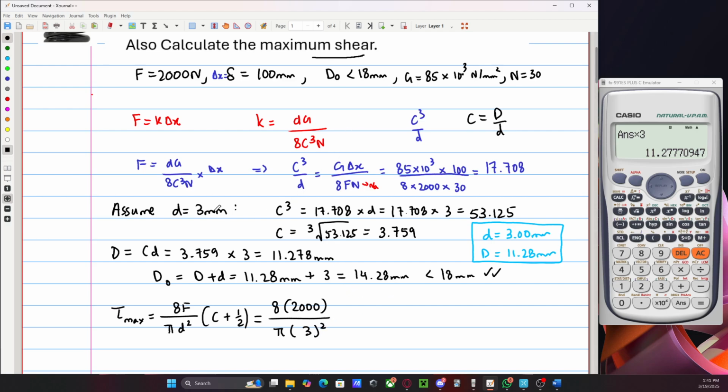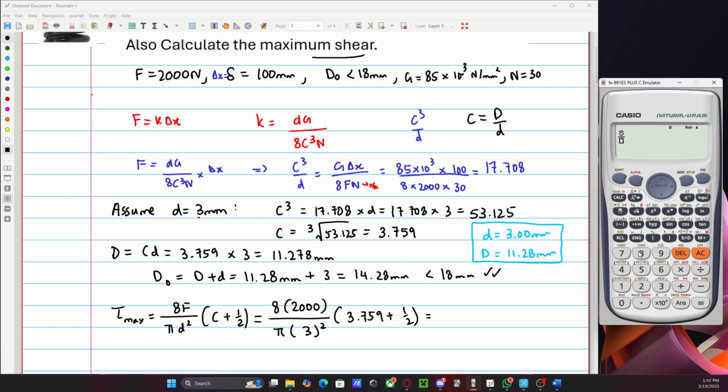You could have gone for 3.1, you could have gone lower, 2.9, 2.5, x, y, z. But for this case, I just chose 3. You can choose any other value that works. So C we said is our 3.759 plus a half, right? So let's check what this will be equal to. I obviously saved my number as A, as my C. So that's what I'm going to use.